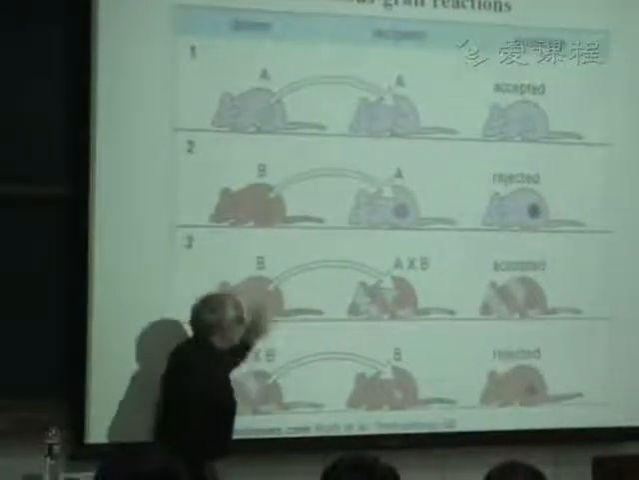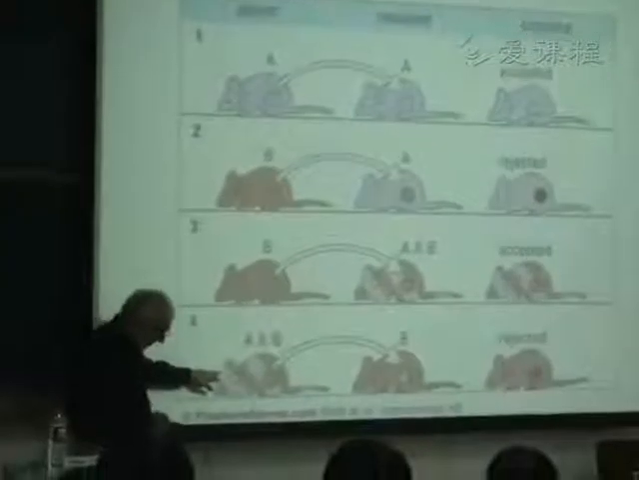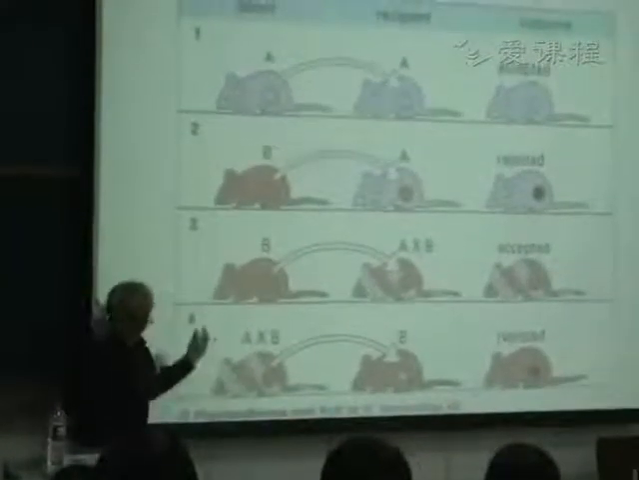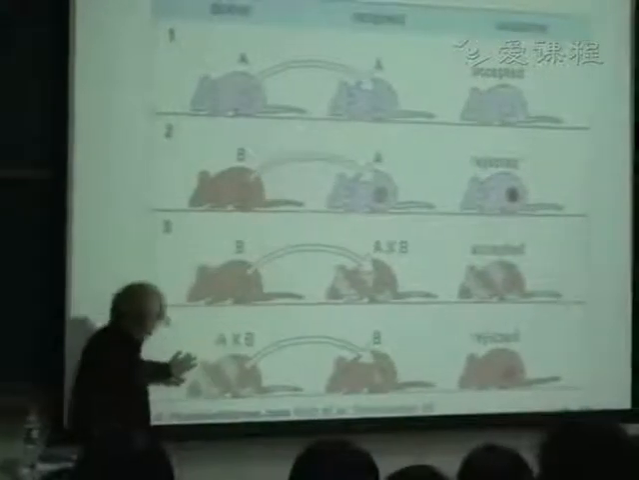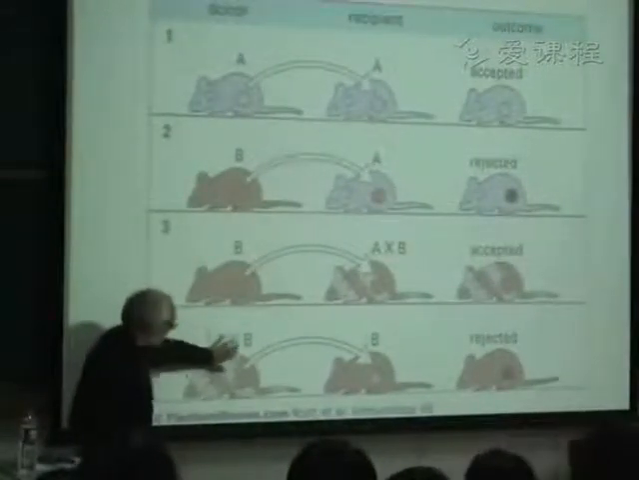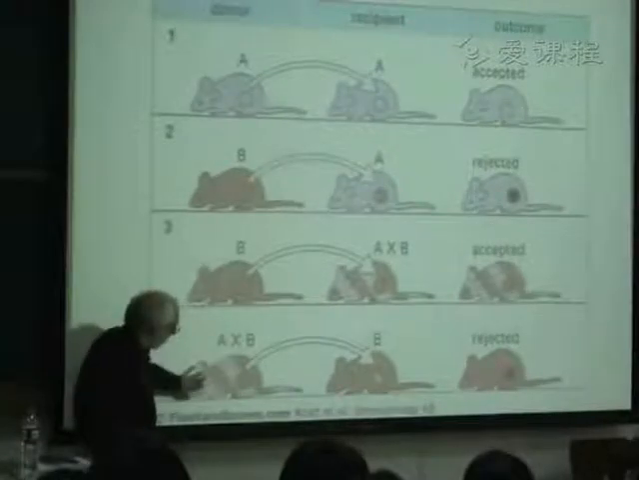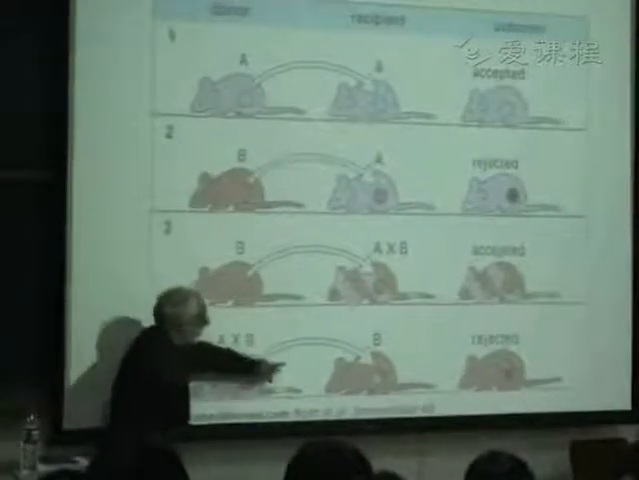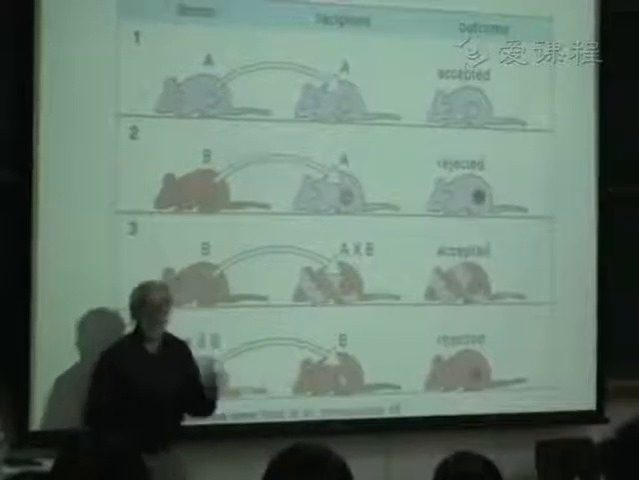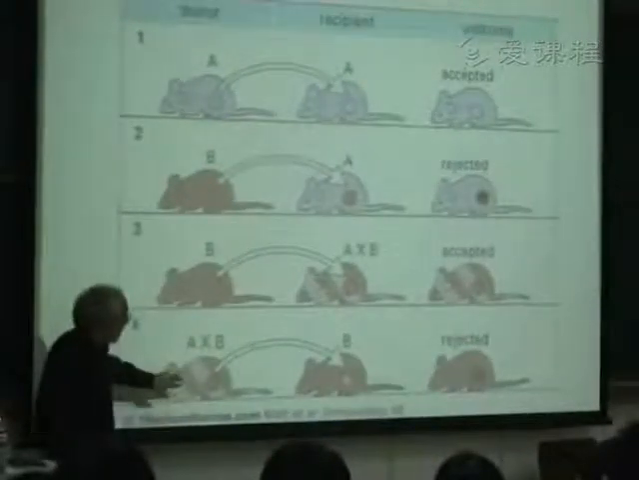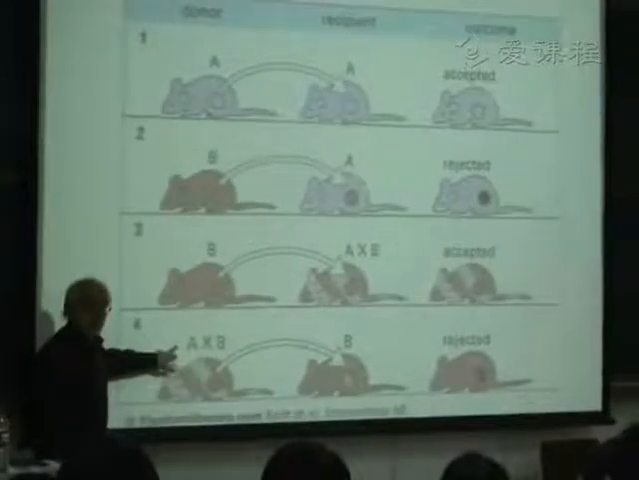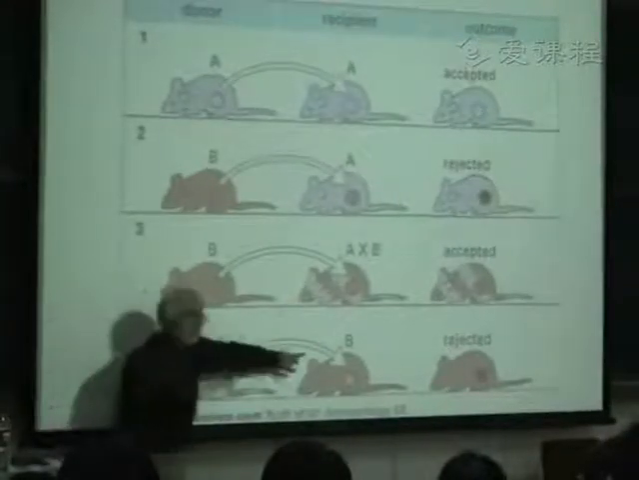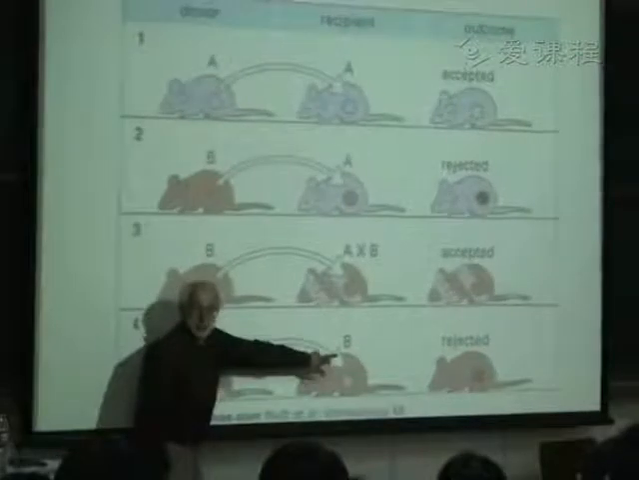But if you do this the other way around, take an A times B F1 and take skin from this and put it into a B strain mouse, then it's rejected, it's not accepted. Because half the genes in this mouse are strain A, and strain A is foreign to a B strain mouse, so it gets rejected.